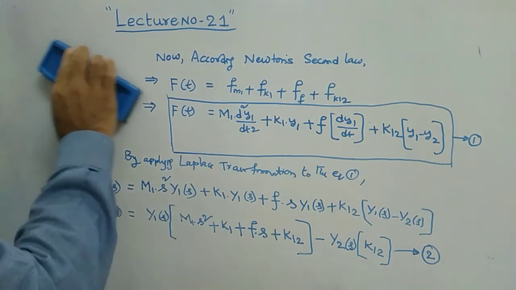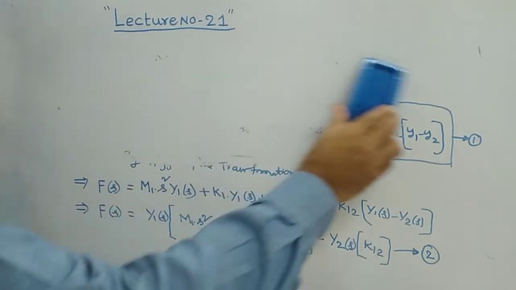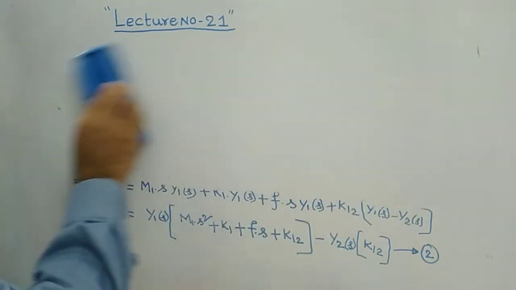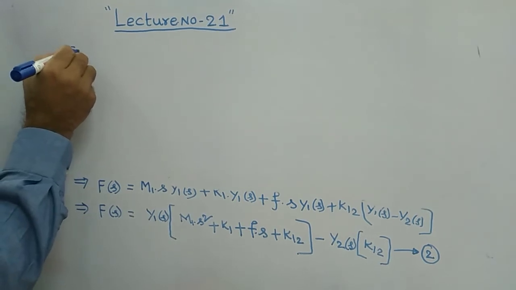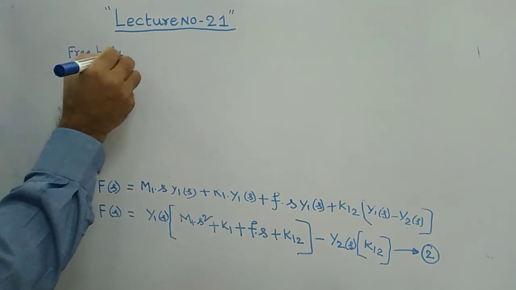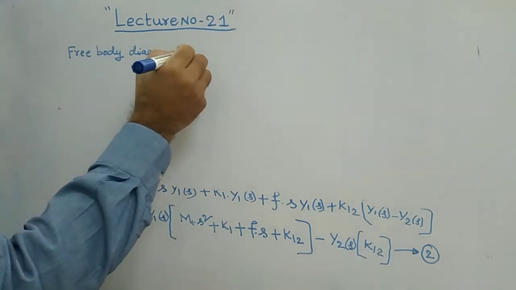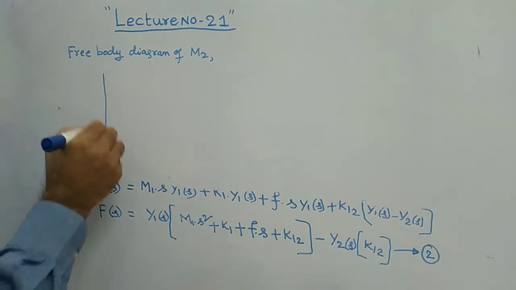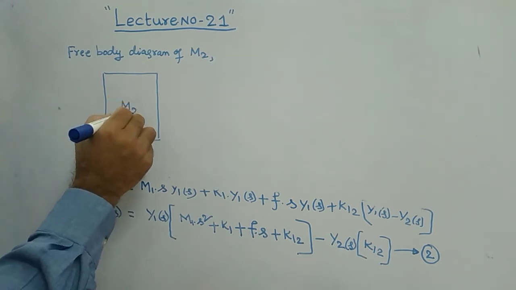So now the free body diagram of the second mass element. Coming to the free body diagram of M2, you draw one block of M2. What is the displacement here?